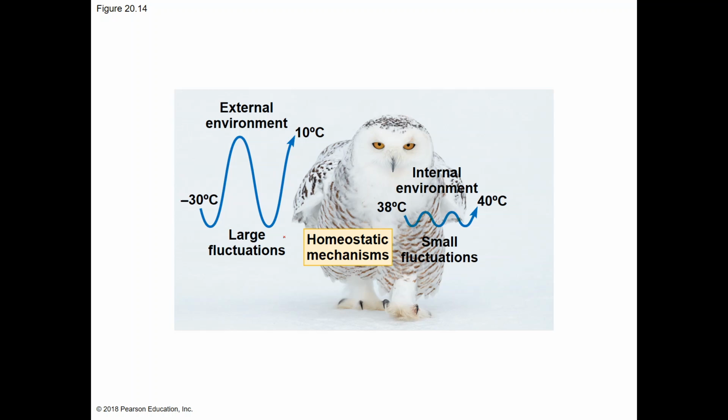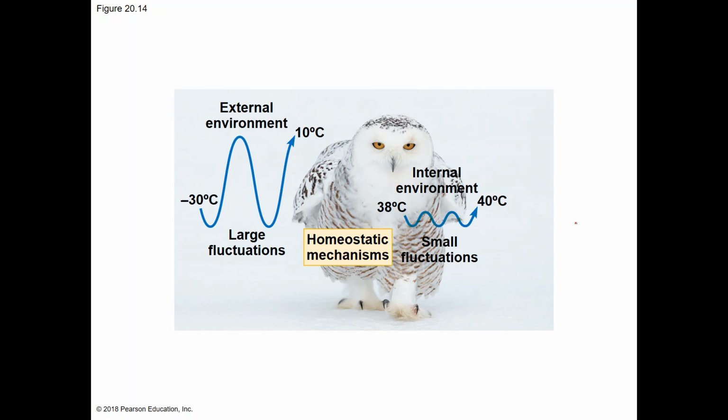So how is this done? In this example, this is a snowy owl, and this is an animal that needs to have a pretty constant body temperature at about 104 degrees Fahrenheit. And even though they live, even in the winter, in pretty cold conditions, that's a pretty warm temperature to have to keep.